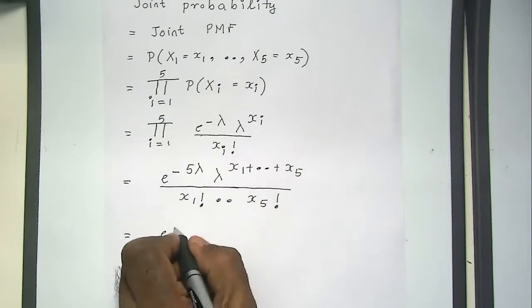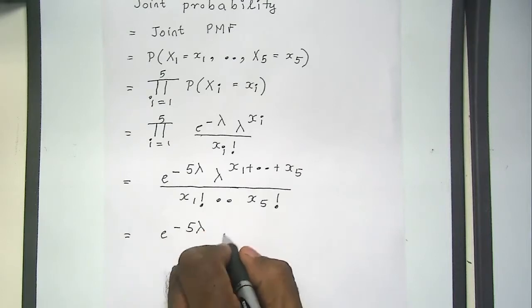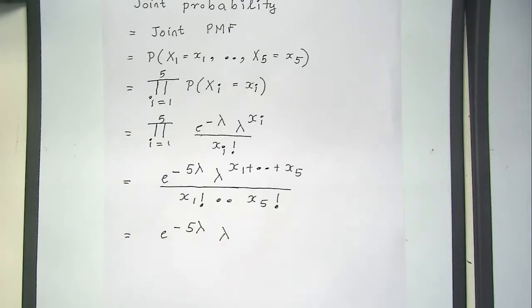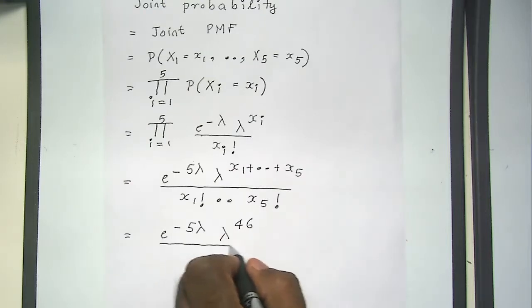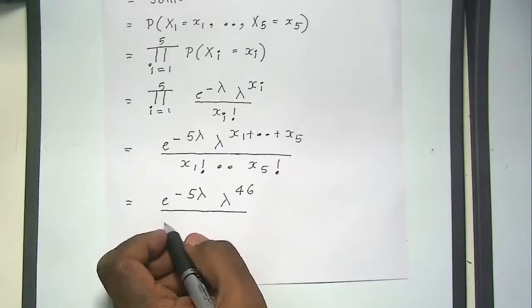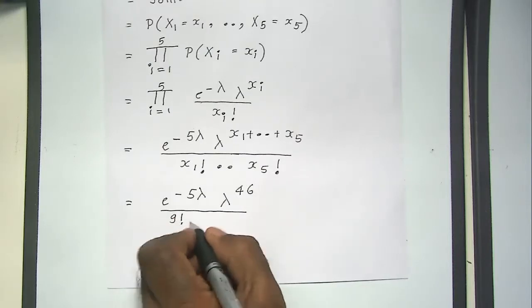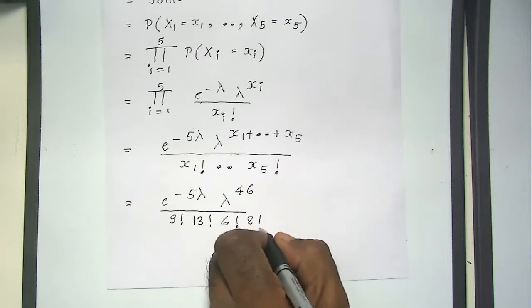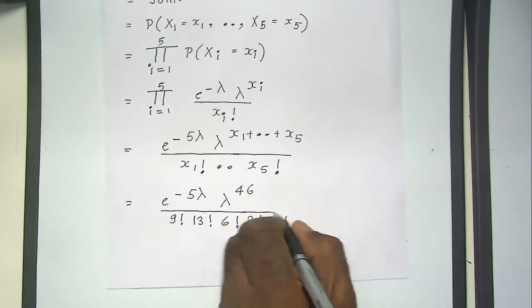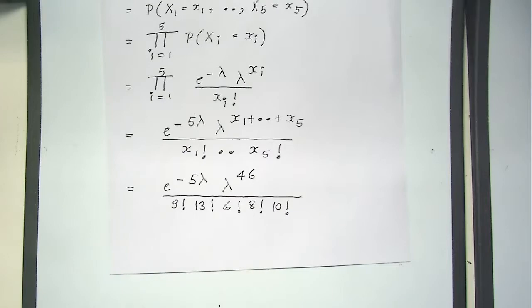Now if you sum these values, 9 plus 13 plus 6 plus 8 plus 10, what do you get? I mean, is it 46? Is that right? Divided by 9 factorial, 13 factorial, 6 factorial, 8 factorial, and 10 factorial. Right, so this is the joint probability.